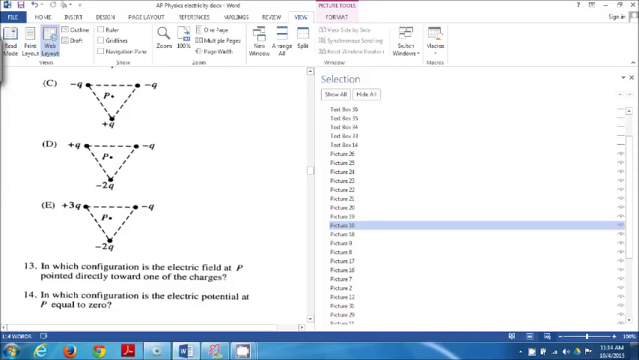So we can see here minus 2q minus q is minus 3q, plus 3q, this is 0. So the answer is E. So in this configuration the potential is 0.